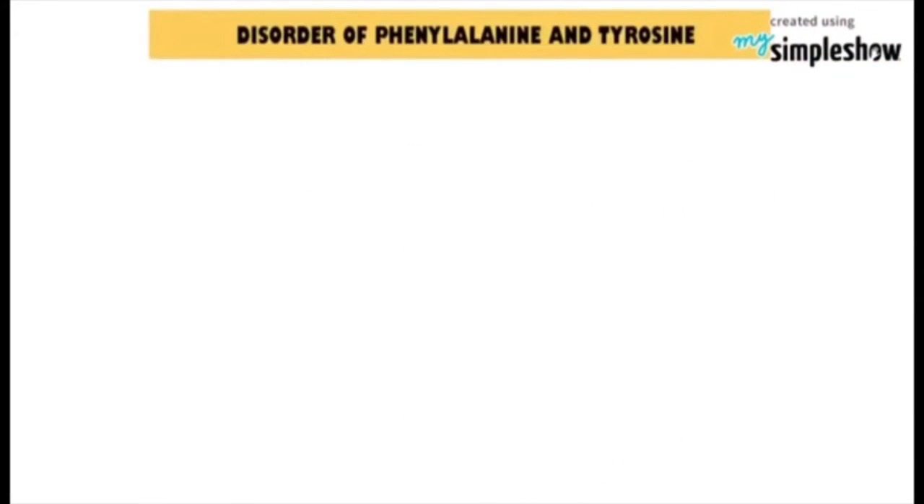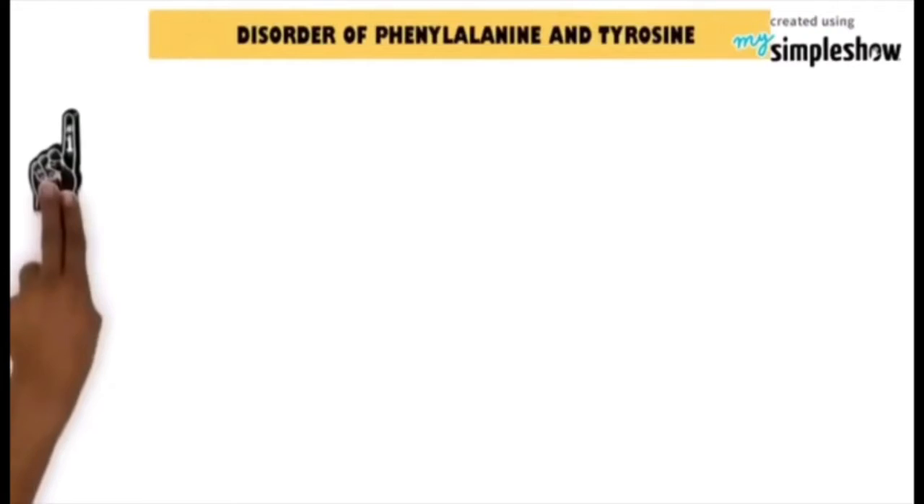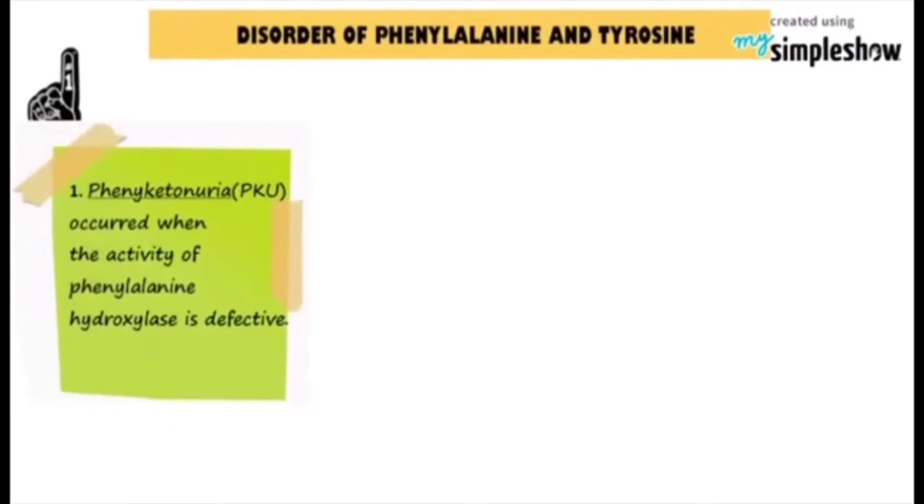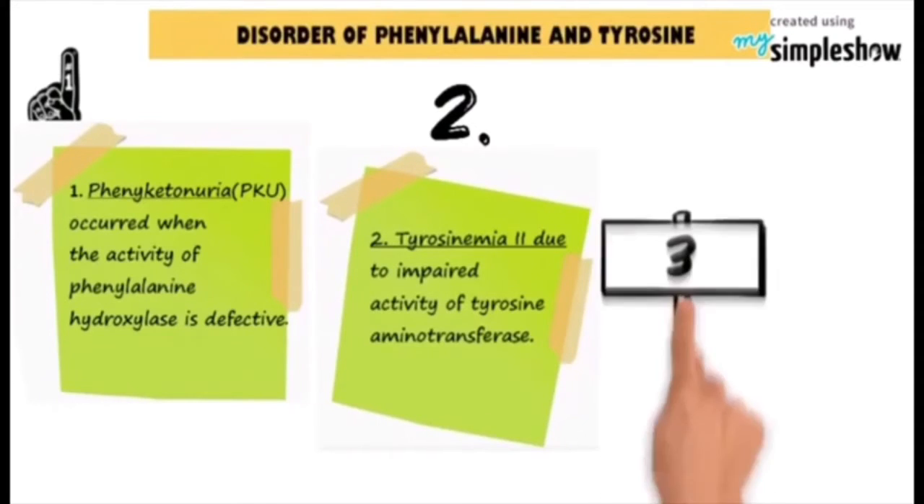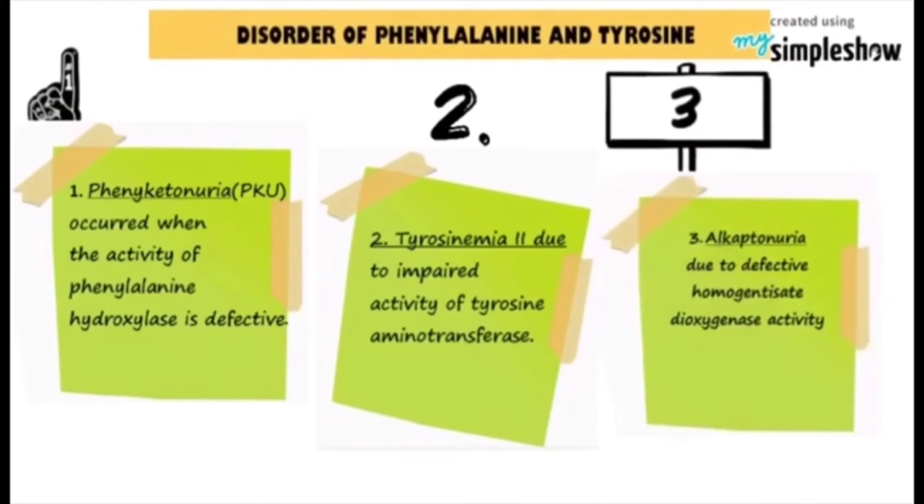Disorders of phenylalanine and tyrosine metabolism. 1. Phenylketonuria, PKU, occurs when the activity of phenylalanine hydroxylase is defective. 2. Tyrosinemia type 2 is due to impaired activity of tyrosine aminotransferase. 3. Alkaptonuria is due to defective homogentisate dioxygenase activity.